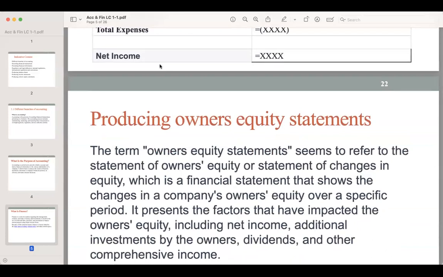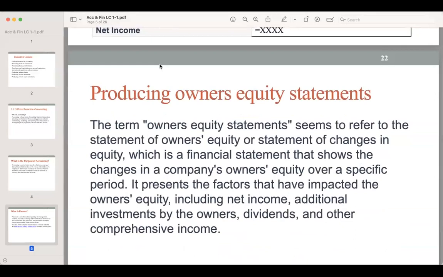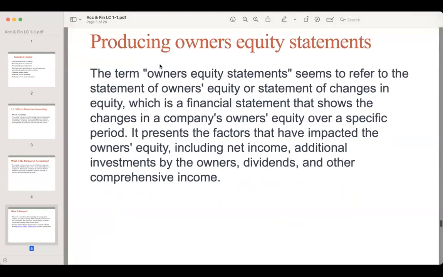Producing owner's equity statements. This statement shows the changes in a company's owner's equity over a specific period of time. It helps us understand what factors have affected the owner's equity, such as the company's profit, investments made by the owners, dividends paid out, and other types of income. The owner's equity statement is important because it gives us insight into how a company's value has changed over time. It helps the owners, shareholders, and other stakeholders understand the financial health and performance of the business.